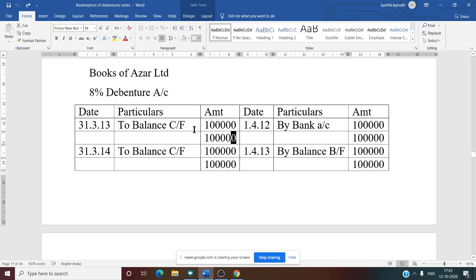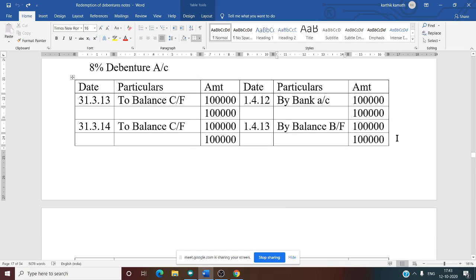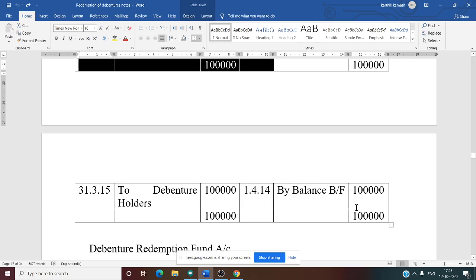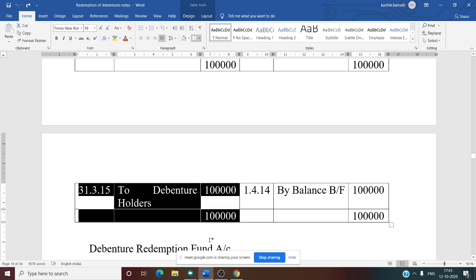31/3/2013, to balance carry forward. Next, second year: by balance brought forward 1 lakh. No other entry. Close that year. To balance carry forward 1 lakh. Now last year: by balance brought forward 1 lakh, and at the end of last year debentures are paid to holders. So to debenture holder 1 lakh. Yes. So this is the first account.